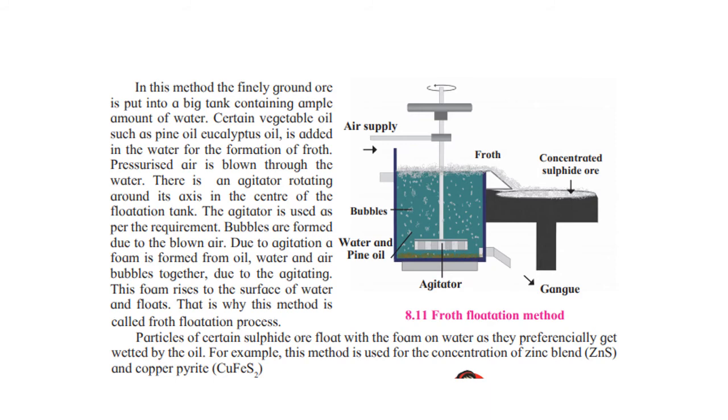Now the gangue dissolves in water and comes down, and the froth contains the ore and is taken out separately. The particles of certain sulfide ores float with the foam on water as they are preferentially wetted by the oil. For example, it is used for the concentration of ZnS and copper pyrite.